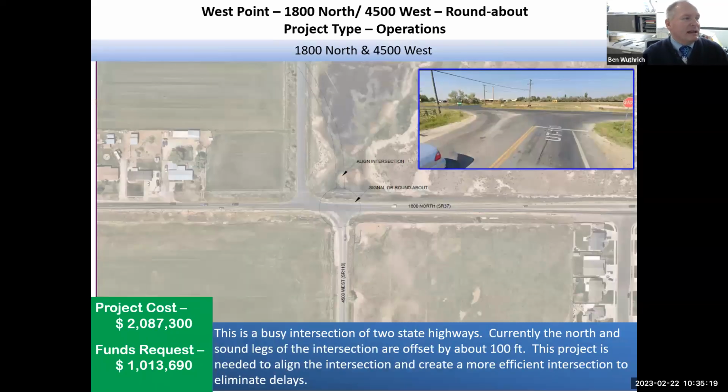The next project is a request from West Point. This is to construct a roundabout on this offset intersection at 1800 North and 4500 West. Project estimated cost is a little more than $2 million. Funds being requested is just over $1 million.